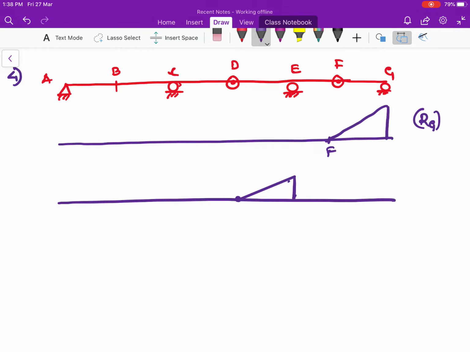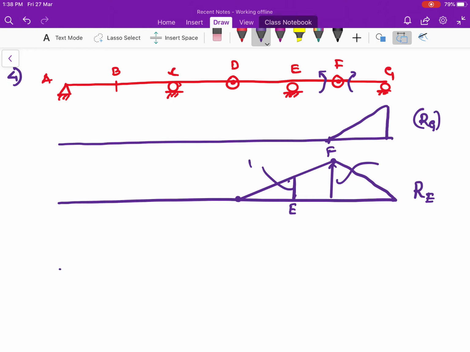But here the structure is like this. The moment is applying in this direction, so it comes to be like this. This is a point F. Since this is 1 unit, this ordinate can be found by making use of similar triangle concept. This is the influence line diagram for reaction at a point E.